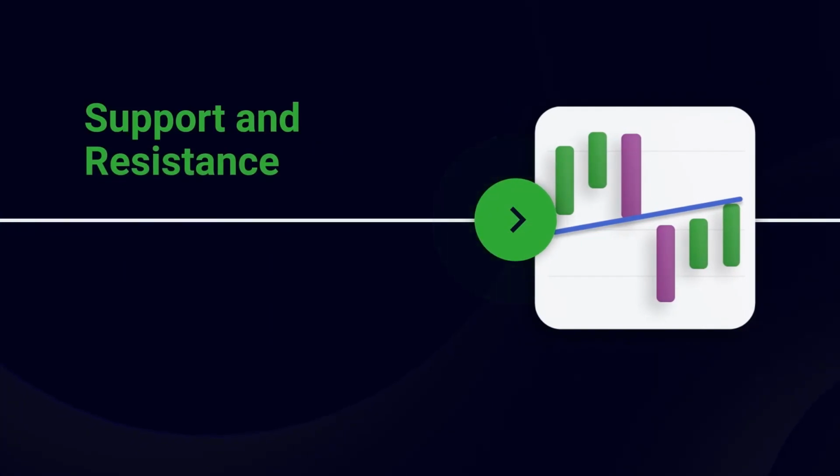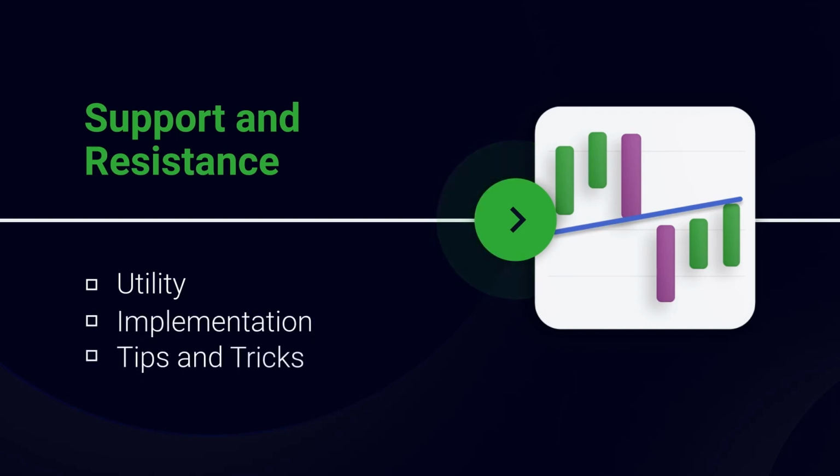In this module, we will cover the utility of identifying support and resistance areas and drawing horizontal levels. Then we will cover how to implement them and go over some examples and tips and tricks on how to best use them.